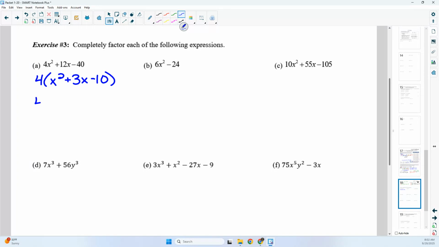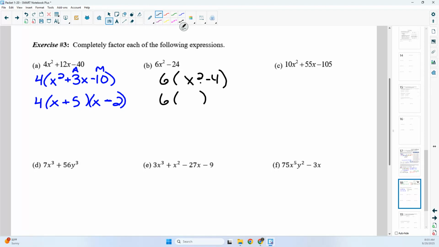So that 4 stays on the outside. I can go straight to just 2 parentheses with an x in the front. Numbers that add up to 3 and multiply to negative 10 would be positive 5 and negative 2. Looking at the next one, we have a GCF of 6. And then we have the difference of perfect squares, so plus 2, minus 2 for that one.